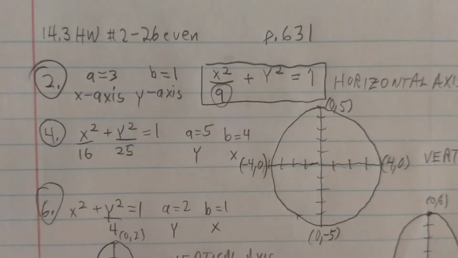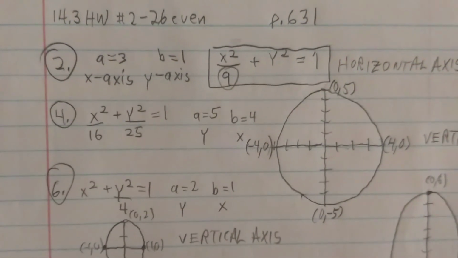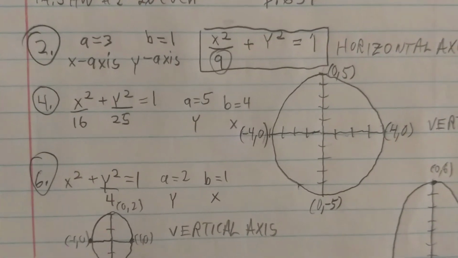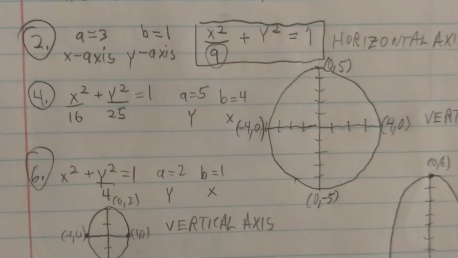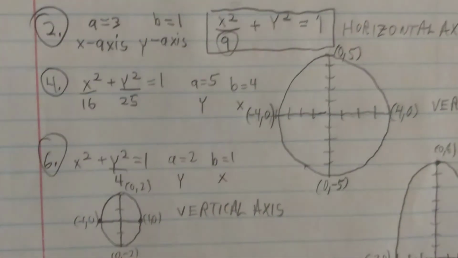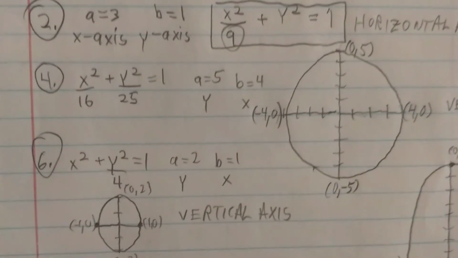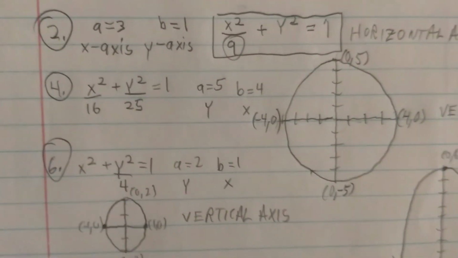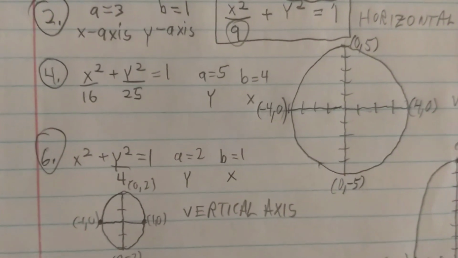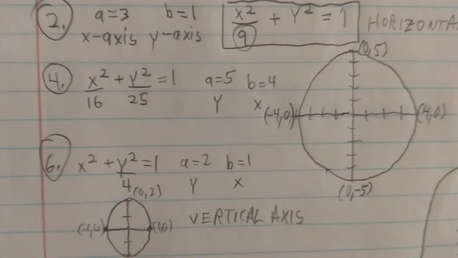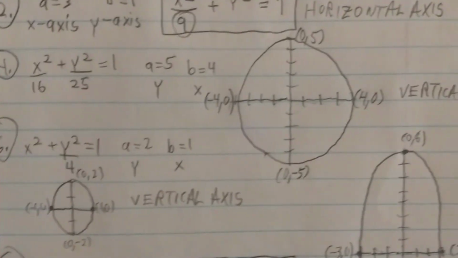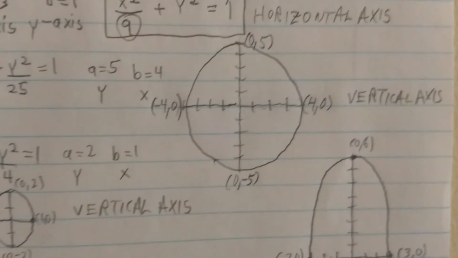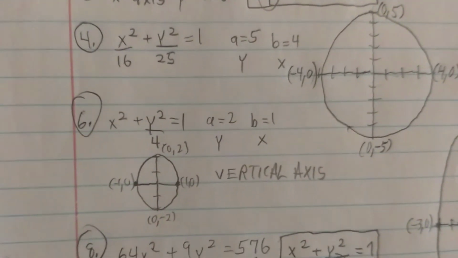And here's our homework. It starts on page 631. Now we're told that a equals 3, which makes the x-axis the major axis, and b equals 1, which makes y the minor. So x squared over 3 squared is x squared over 9, plus y squared over 1 is just plus y squared equals 1, and that's clearly on the horizontal x-axis.